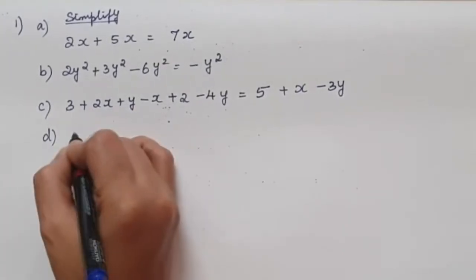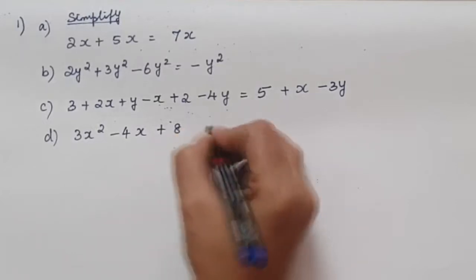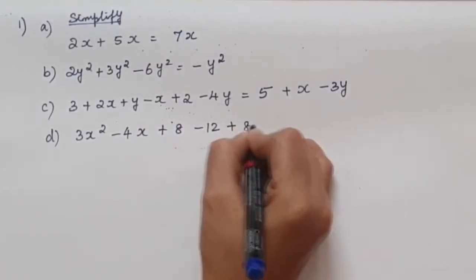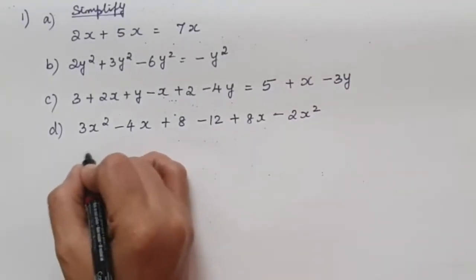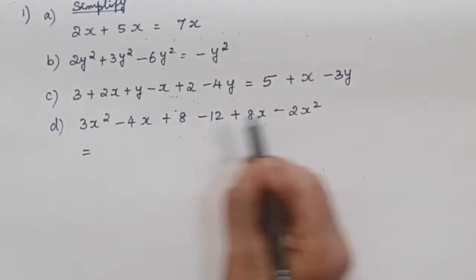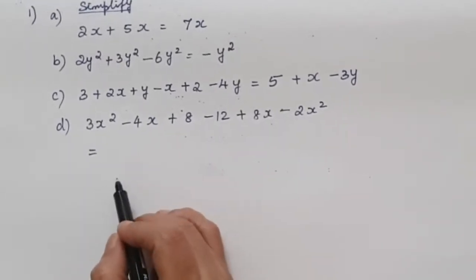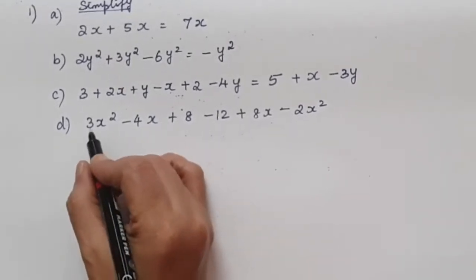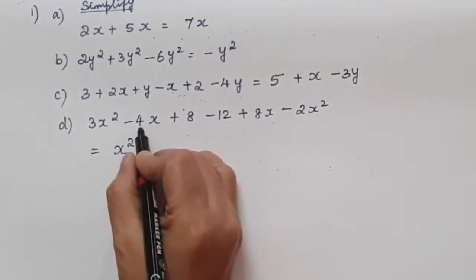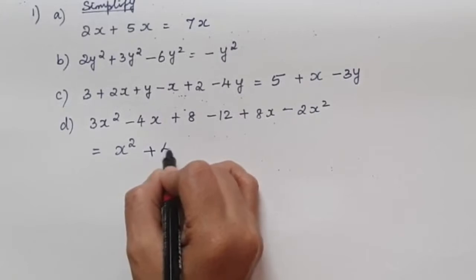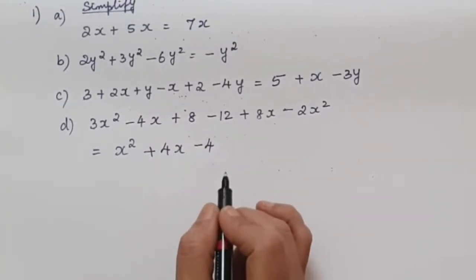Now D part of it, 3x squared minus 4x plus 8 minus 12 plus 8x minus 2x squared. When we need to simplify this, here it is a 3x squared, here there is a minus 2x squared. Only x squared and x squared we can simplify. So 3 minus 2 is 1, 1x squared is x squared. Minus 4x plus 8x is plus 4x. 8 minus 12, so it will be minus 4.